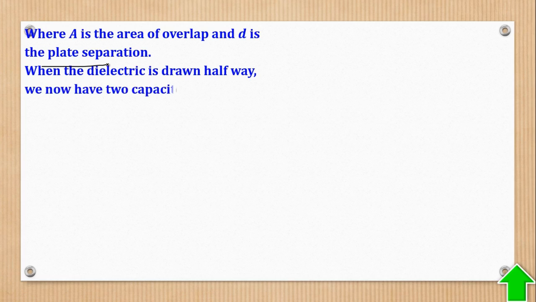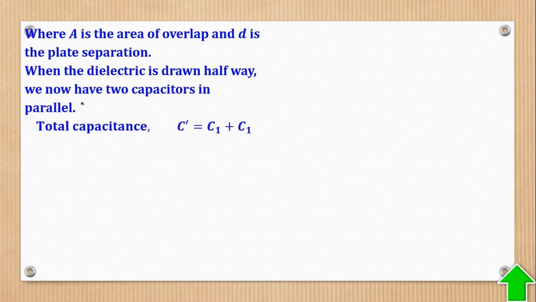Now what about when the dielectric is withdrawn halfway? So now we have two capacitors in parallel. Therefore, total capacitance will be got by adding. So this is C2. So when I add, I'll come up with, now the area will be a half A, because this one is covering half the capacitance and this one is also covering half the capacitance.